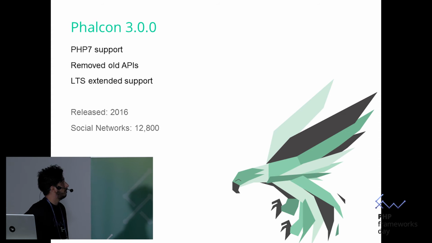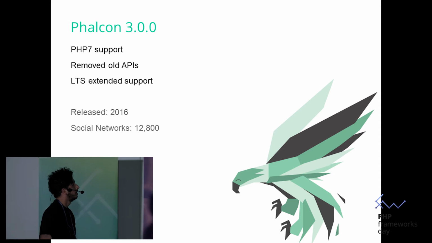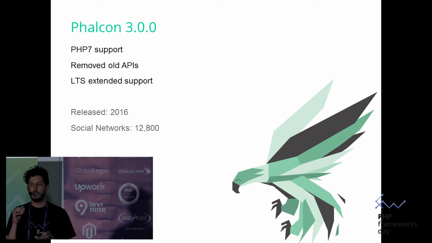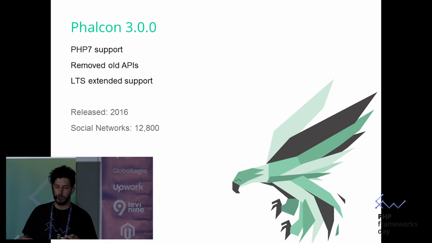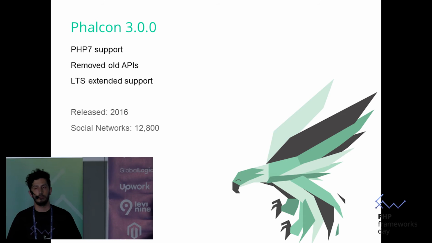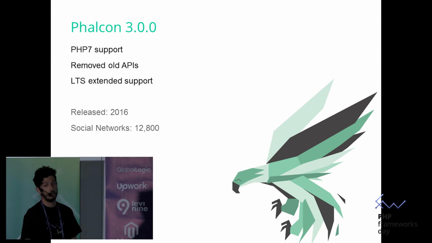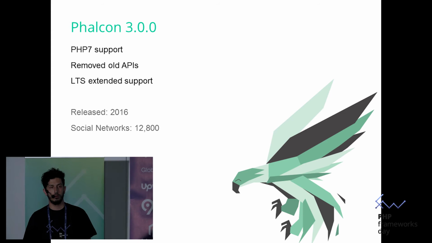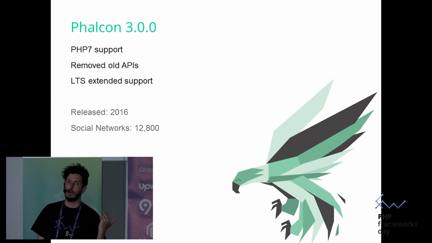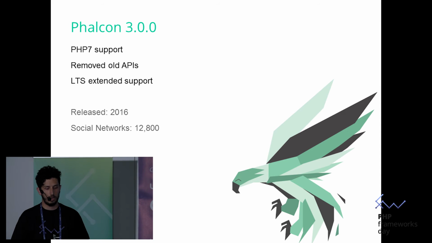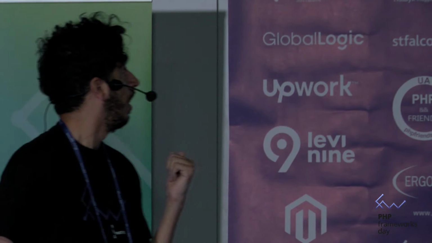Another important thing in Phalcon 3 was removing old APIs. We had some repeated code and some deprecated APIs in Phalcon 2, so we took that opportunity to remove them and make a new modern framework. But Phalcon 3 includes many breaking changes. So if you're upgrading your application from Phalcon 2 to 3, you will find that many APIs have changed.